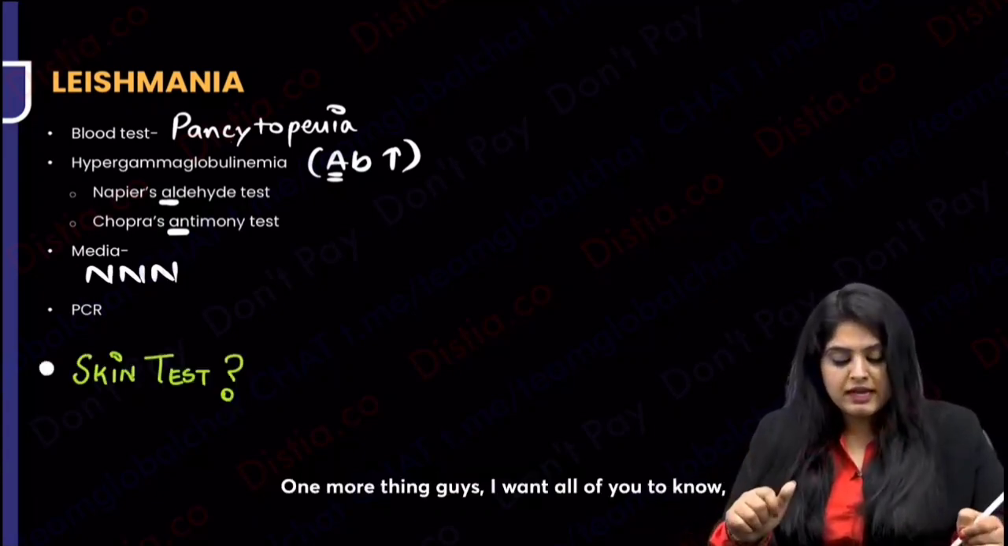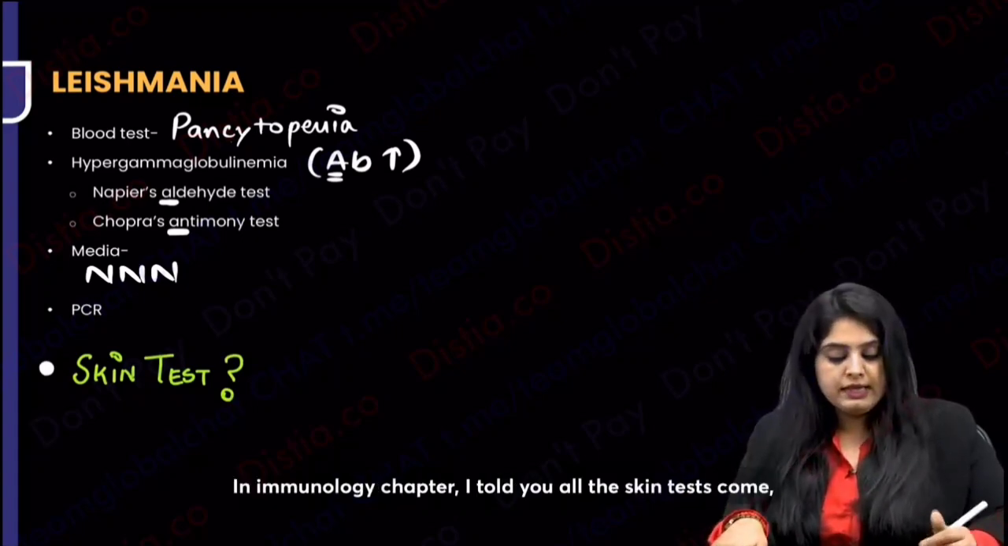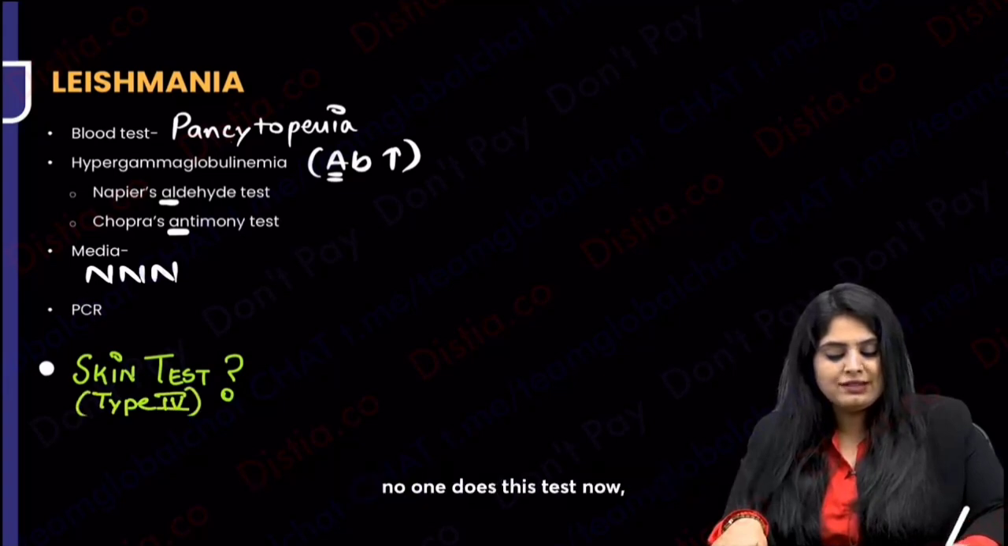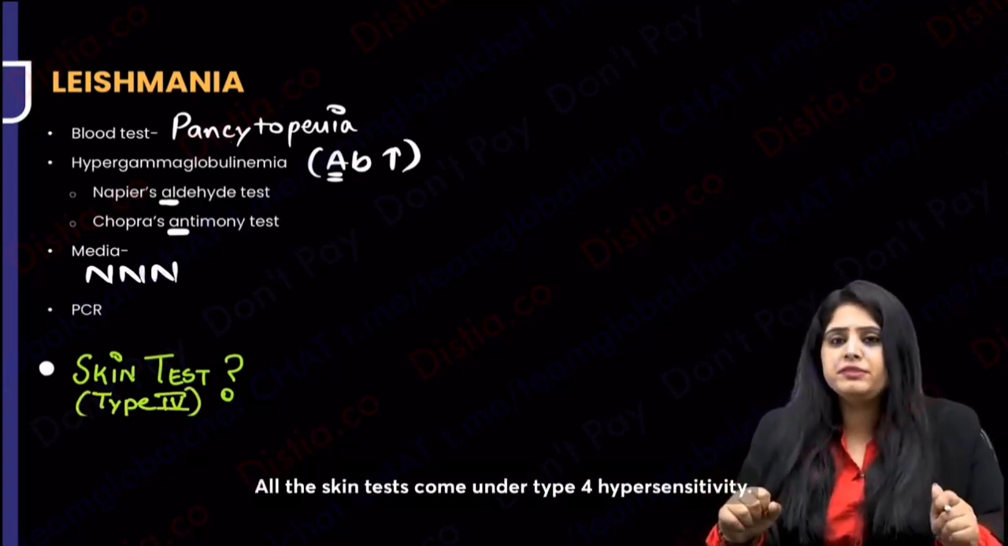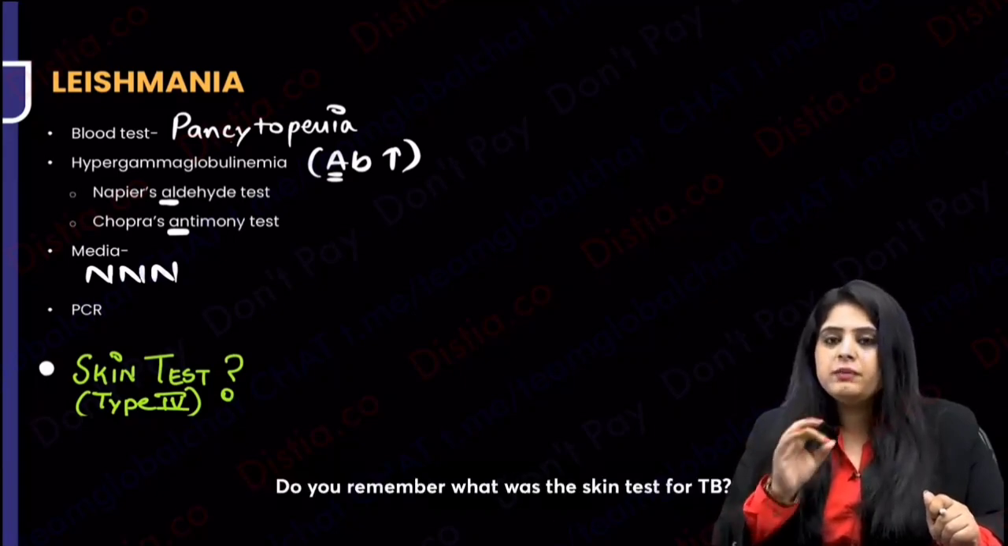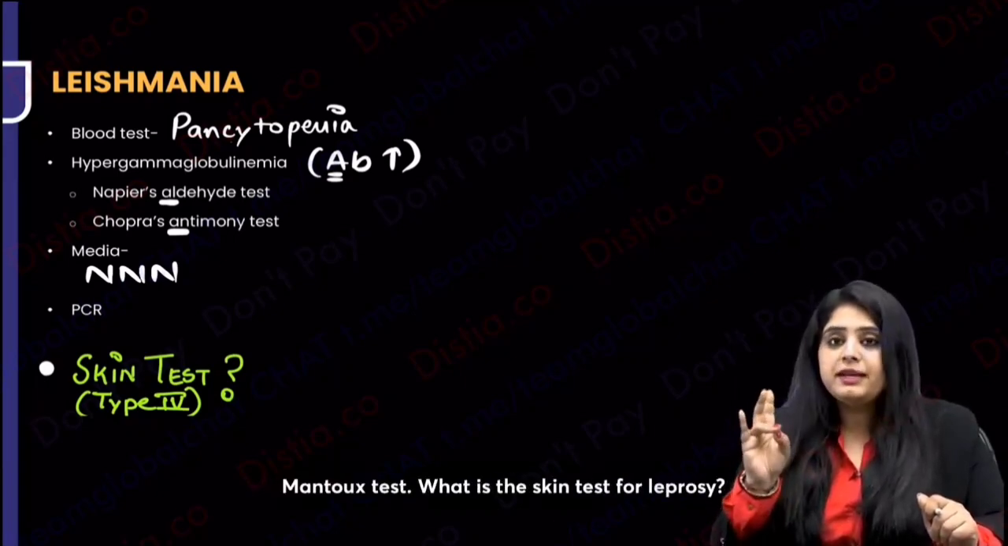One more thing, guys, I want all of you to know, go back to your immunology chapter. In immunology chapter, I told you all the skin tests come. No one does this test now, but immuno ke liye important hai. All the skin tests come under type 4 hypersensitivity. I'll remind you. Do you remember what was the skin test for TB? Montoux test.